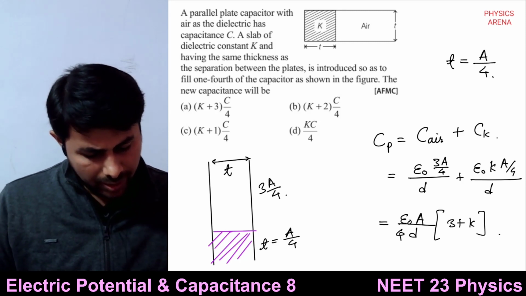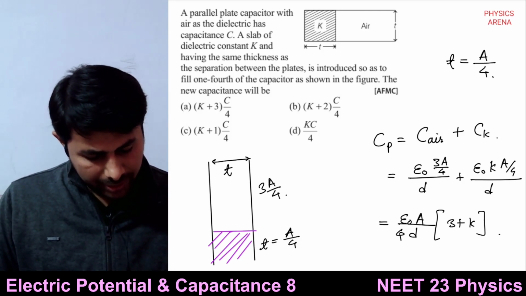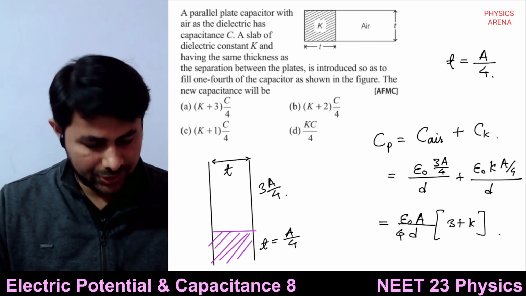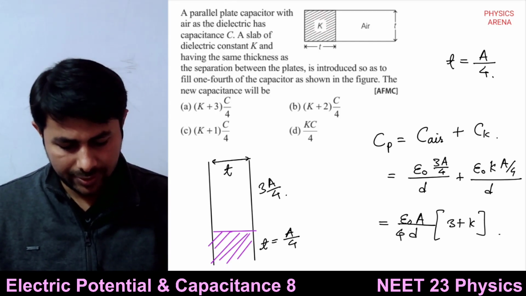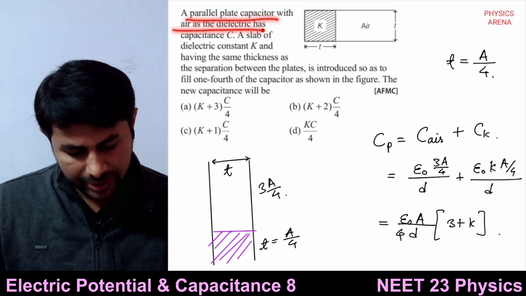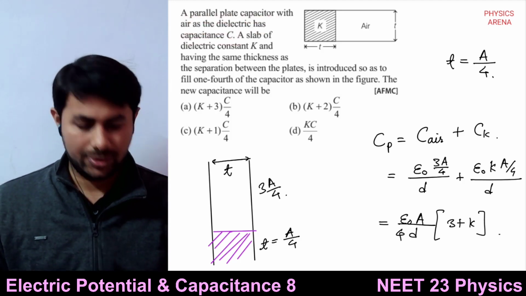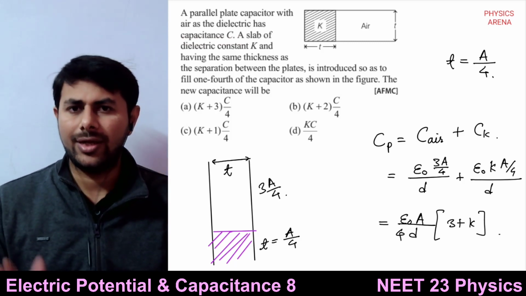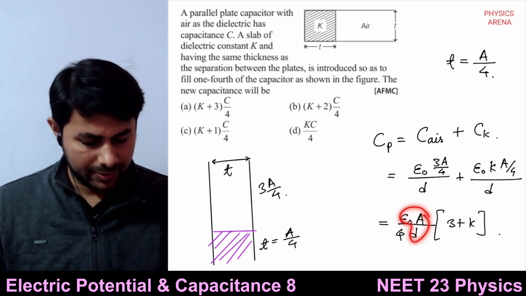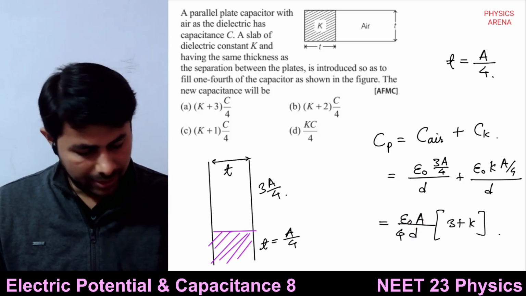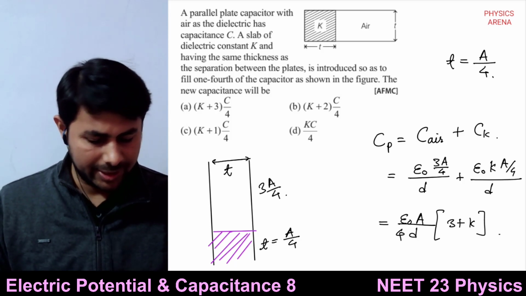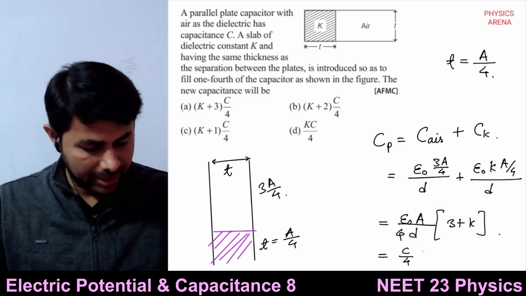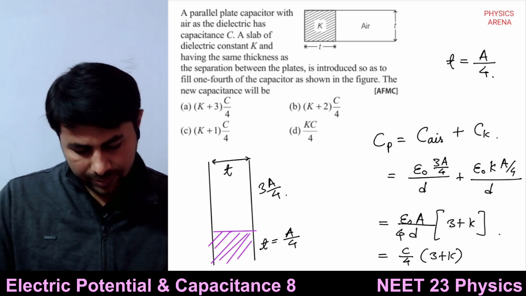And then epsilon naught A by D. Without this dielectric, a parallel plate capacitor with air as a dielectric has capacitance C. So without any other dielectric, its capacitance is C. And how much is that? Epsilon naught A upon D. So this is equal to C. So it's C by 4 multiplied by 3 plus K.